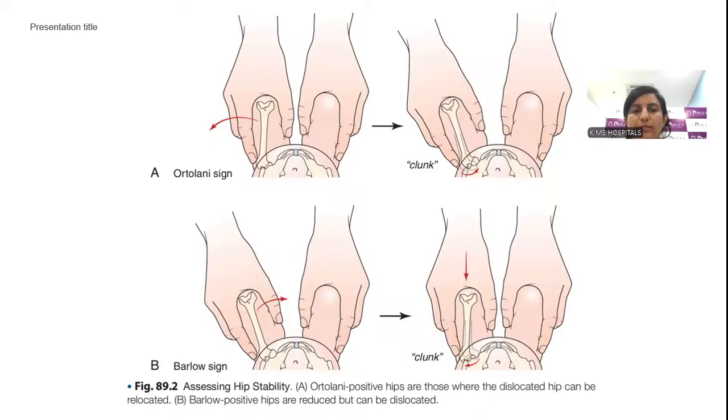Coming to Barlow's sign, in a similar position, we apply posterior pressure with adduction medially. Barlow's sign tests for dislocation of hips, that is BD. So we can remember Barlow as BD, which means hips which are reduced but can be dislocated.